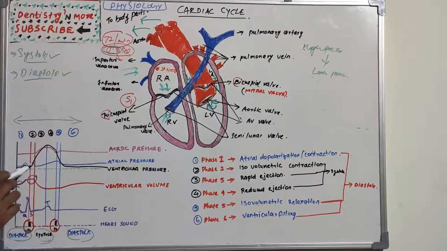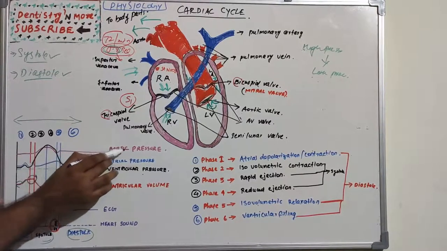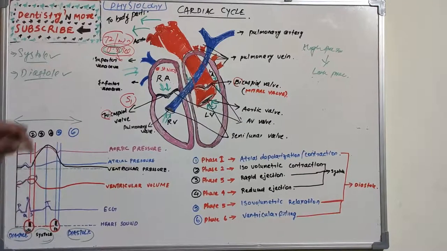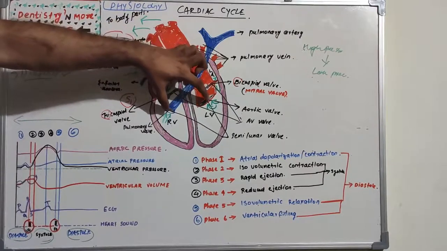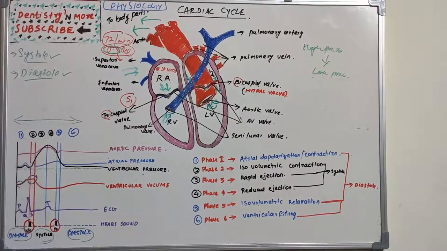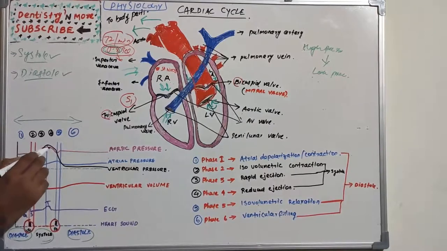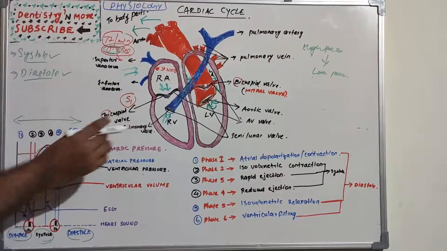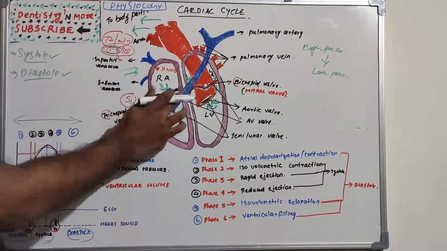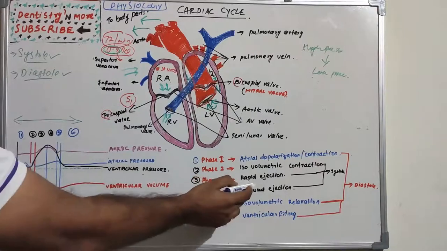That is why this black line is going up. That is the ventricular pressure. Ventricular pressure is going up. And this line is the aortic pressure. When the ventricular pressure is more than the aortic pressure, the semilunar valves open, because this black line is above the pink line. So when it is greater than aortic pressure, the aortic and pulmonary valves open and blood goes into these two arteries. That is the rapid ejection phase.